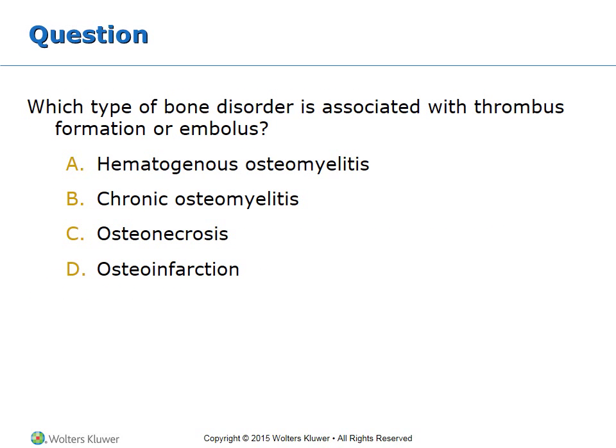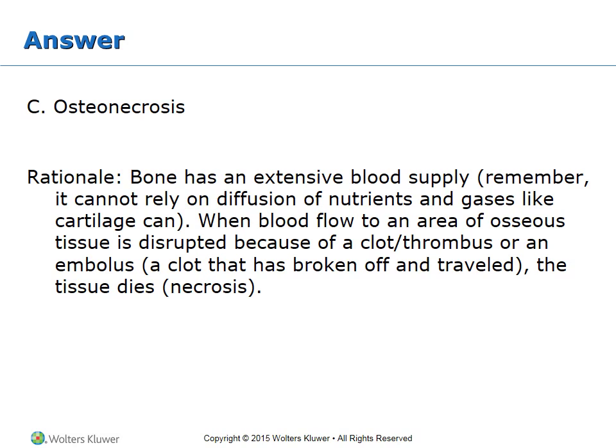So what type of bone disorder is associated with thrombus formation or embolus? And you can read through these. I'm going to go to the answer here. You can look it up. You can pause the video if you need to. And the answer here is osteonecrosis, C. Bone, remember, has a very rich blood supply. And when we lose blood flow to an area, it's going to cause necrosis, and that happens sometimes because of a blood clot.